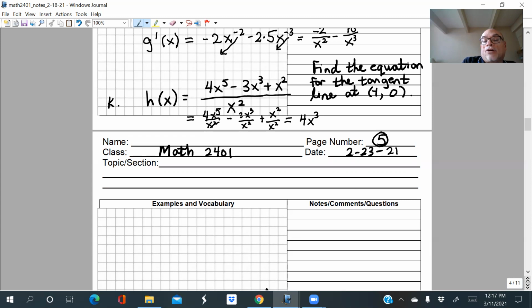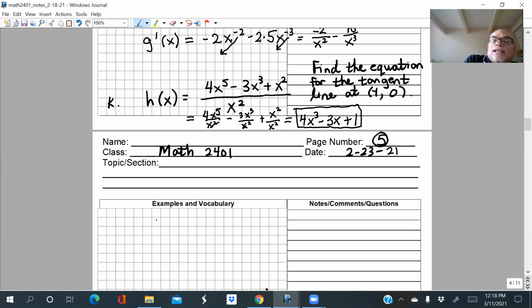And same thing's going to happen here. 3x cubed over x squared, you can divide out the x squared into the x cubed, and you just get left with minus 3x because some of the x's will cancel. And this third one is even easier. x squared over x squared, that just has to be 1 because you're just dividing a number by itself, right? So this formula for h of x, I can really rewrite as just 4x cubed minus 3x plus 1.